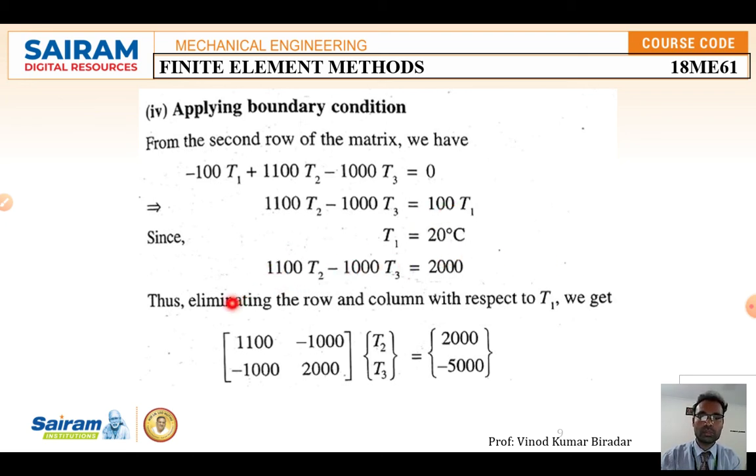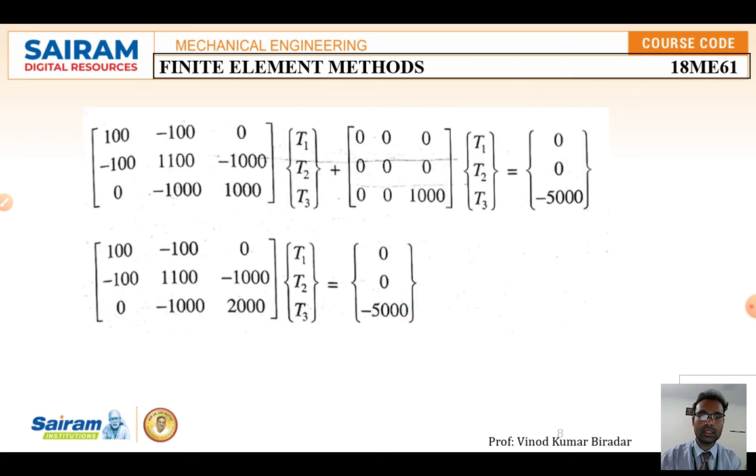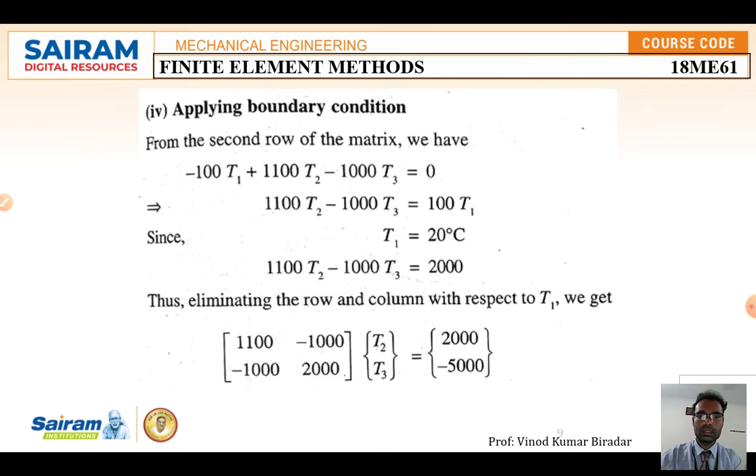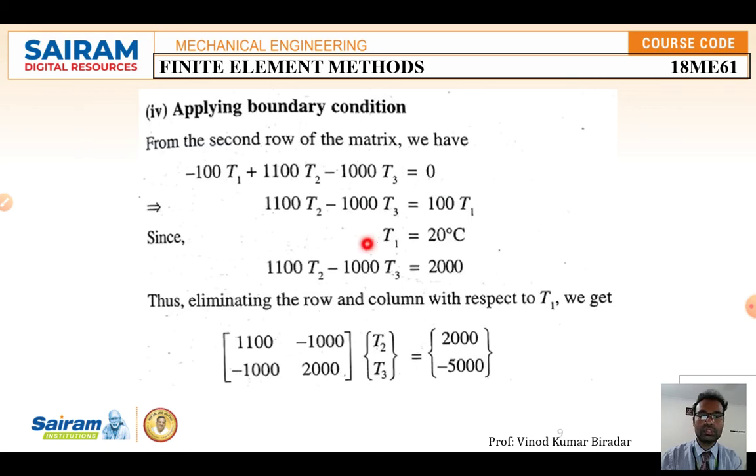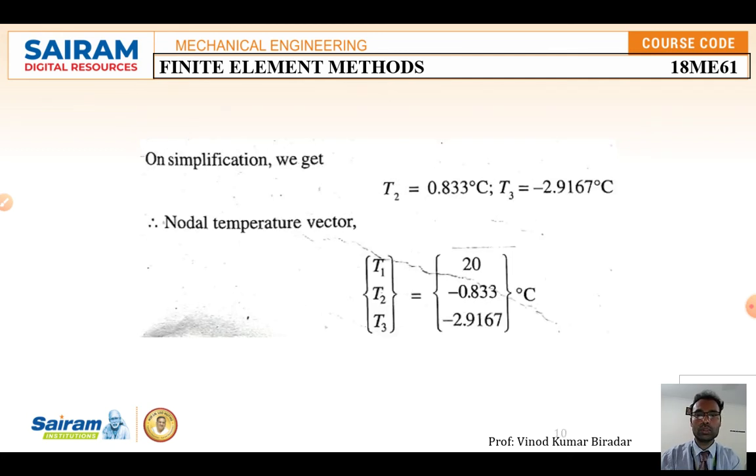Now eliminate the first row, that is, eliminate the row and column with respect to T1. Just replace this in the second row: you have to replace the second row with the new equation, this equation. If you replace it, you are going to get this new matrix. Now you can solve this. Here T2 and T3 are the unknowns, and you are going to get two equations. On simplification you are going to get T2 equal to 0.883 degrees centigrade and T3 equal to minus 2.91 degrees centigrade. Already T1 is given, so the nodal temperatures T1, T2, T3 are equal to, substituting all the values, this. This is your temperature distribution through a composite wall.